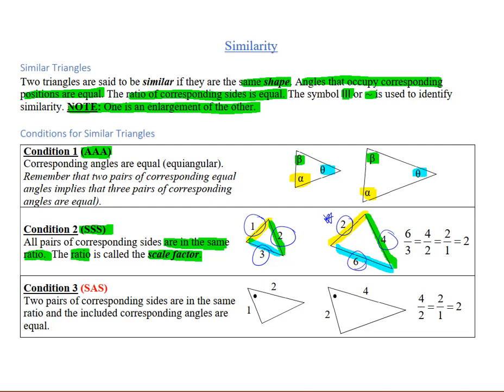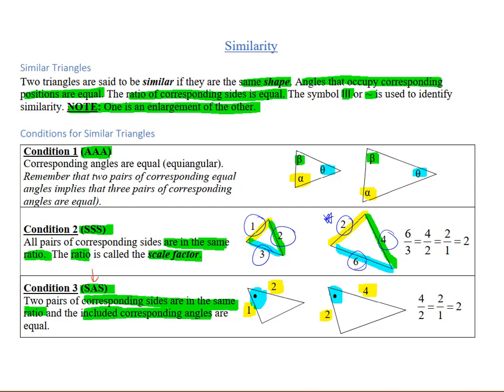Now finally, our final condition is side angle side. It is really important that the angle is in between our two sides. So our corresponding sides are in the same ratio, and the included corresponding angles are equal, the angle in between the two sides. So if you look at our examples here, we have two sides, and then the included angle, the angle in between those two sides. So are our sides in the same ratio?